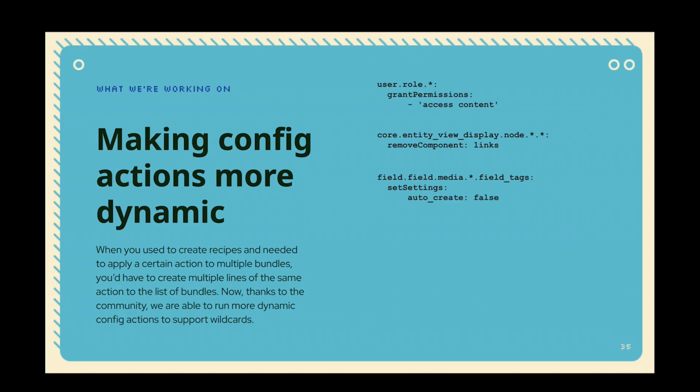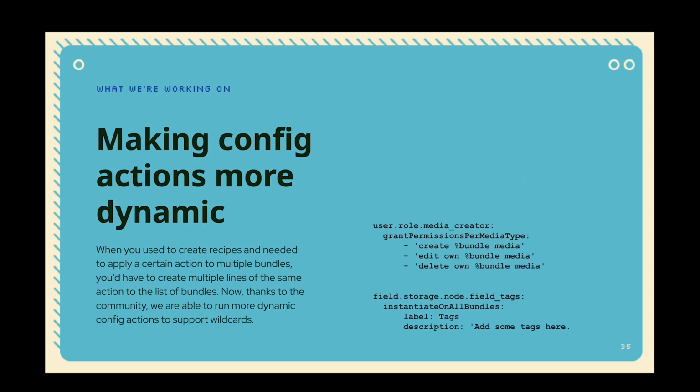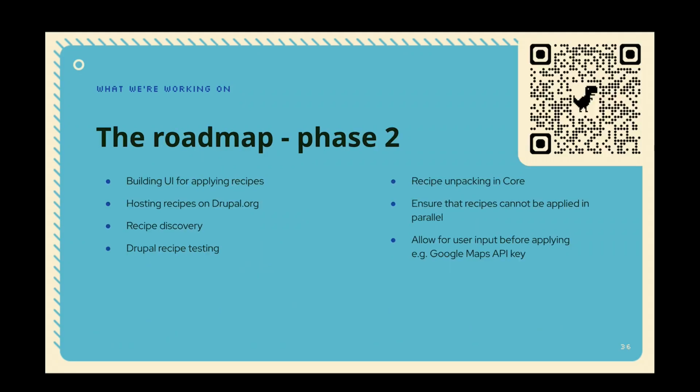We did talk about how config actions have the ability to use wildcards to make them more dynamic. But there is also the idea of being able to use things like placeholders and pass in dynamic labels and so on to make it much more flexible, so you're not having to write repetitive config action code.